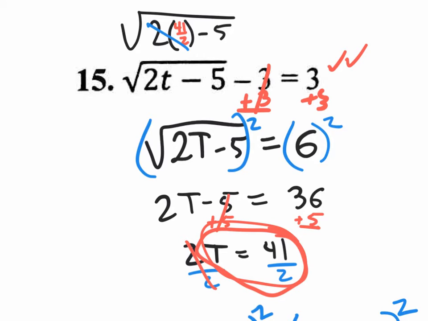Cool? Again, same process. You want to isolate the radical first, get rid of the radical by applying a power on both sides, and solving and then testing your answer.